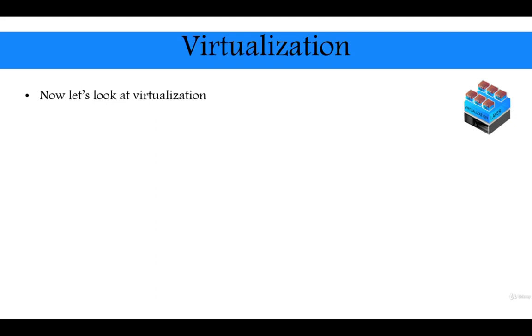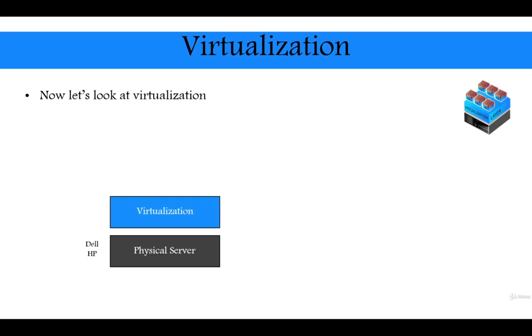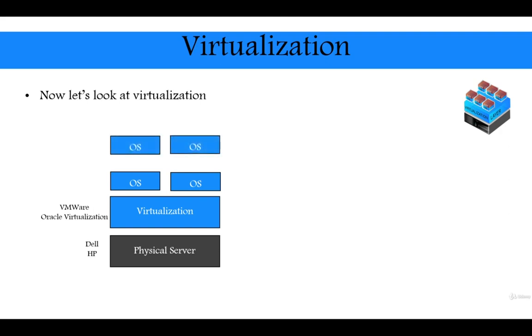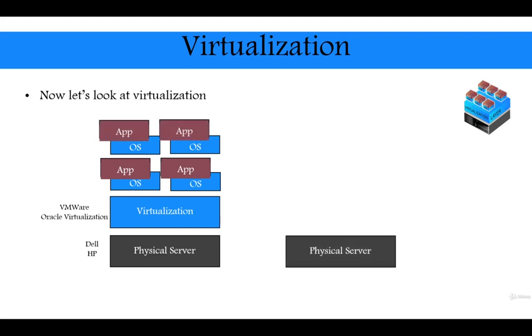When virtualization came into being, what happened? There's a physical server, the same way, from Dell or HP, whoever the manufacturer is. Then you install a virtualization layer on top of it, from anywhere, like from VMware or Oracle Virtualization. Then you install operating systems on it. So you could install 2, 3, 4, however many operating systems you can, depending on the resources that you have on the physical system. And then on top of those operating systems, you have the applications individually running on each of those operating systems.